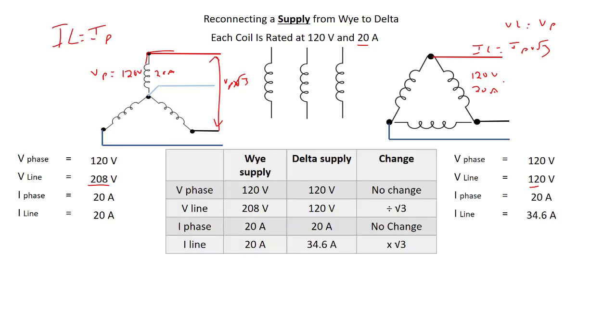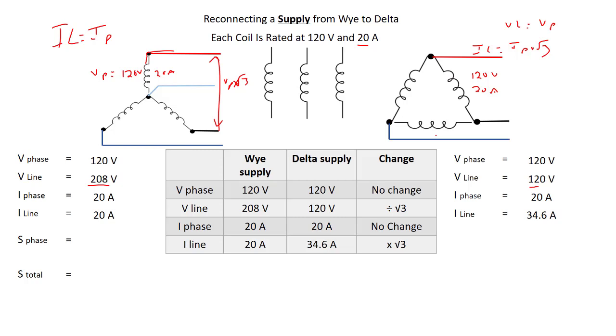This is a bit of a review. We've done this already. Here's a little summary chart. Notice that the line current ends up root 3 higher, and the V line is root 3 less when it goes to delta. The phase voltage and I phase are the same. Well, what happens with apparent power?